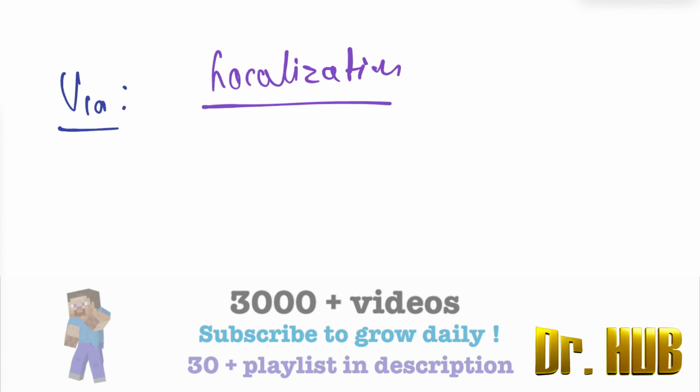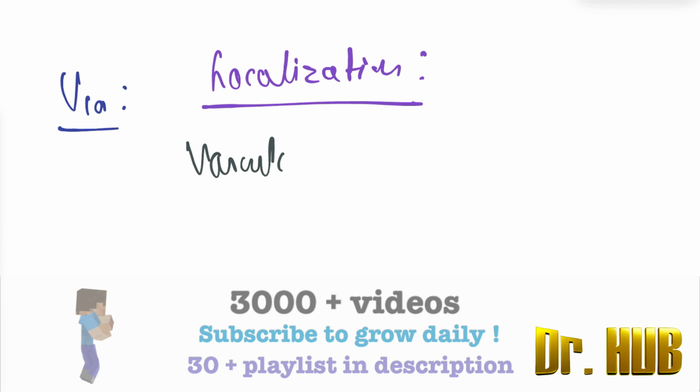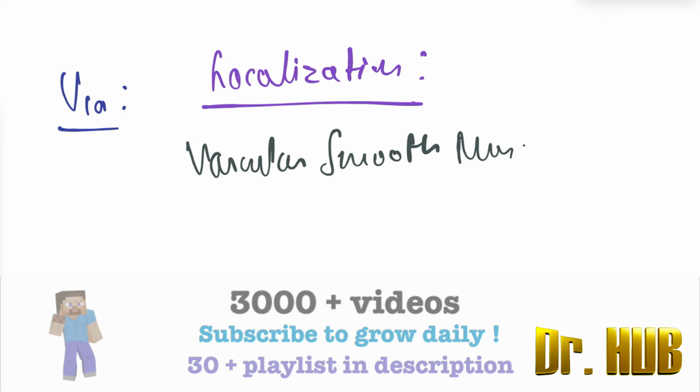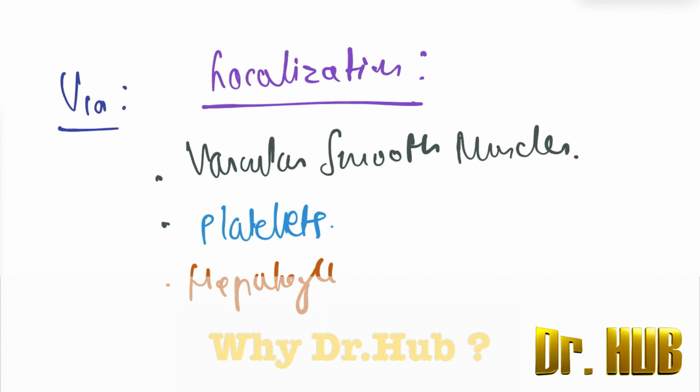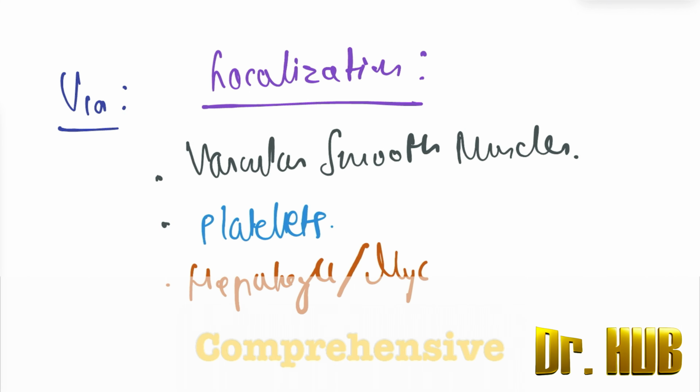Under the localization of V1A, it includes the vascular smooth muscles, and it also includes the presence of the platelets. Then it also includes the hepatocytes as well as the myometrium. So all this is included here.